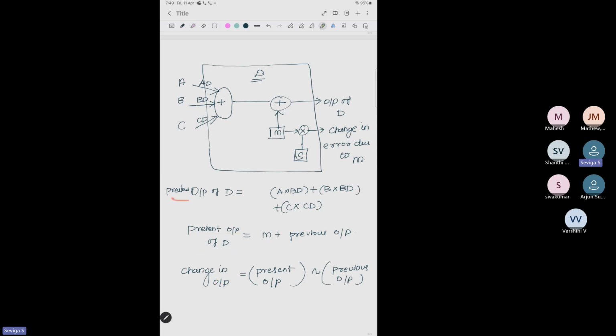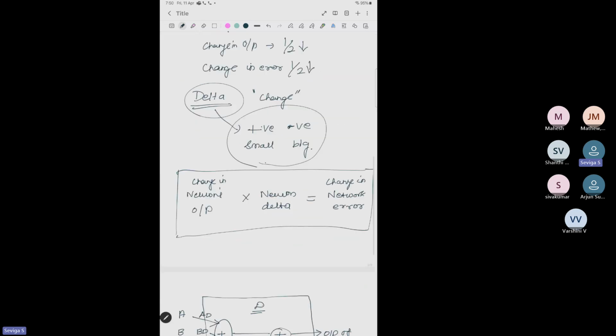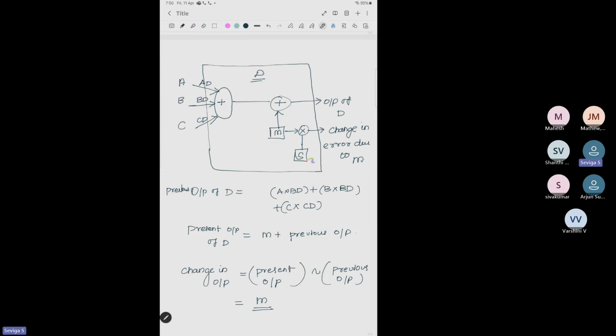So what is the change? This was your previous output, this is your present output. The difference between the two outputs is the change in the output, and that difference is M. So the change in output is M. We saw that the change in the neuron's output multiplied by the neuron's delta will give you the change in the network error. So this M is multiplied with the delta, and M into delta will give you the change in the error due to the change in the output. Is it clear?